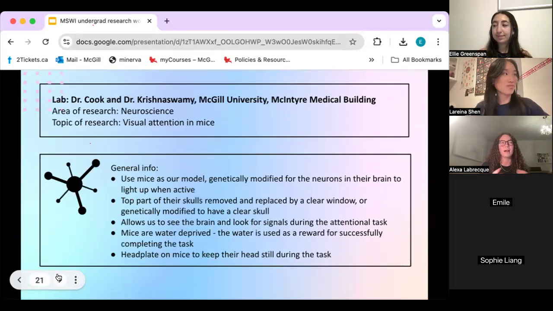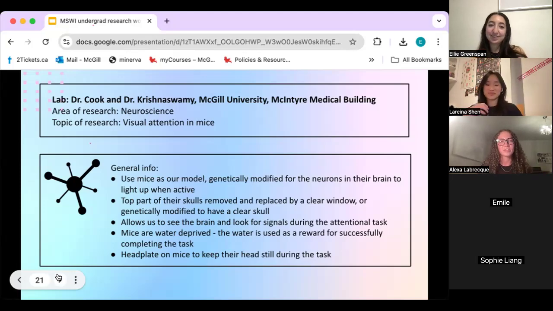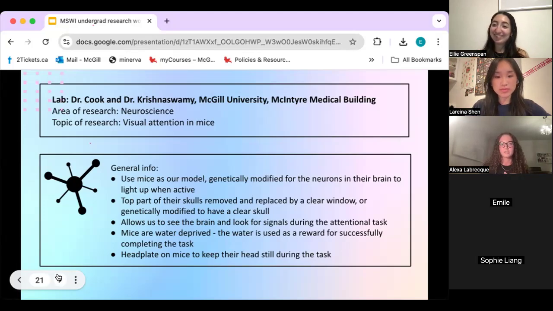Just to give you a bit of background information on what it is. We use mice as our model, and they're genetically modified for the neurons in their brain to light up when active. It's actually pretty cool. At first, when I heard that, I was like, wait, what? But the top part of their skulls are surgically removed and replaced by a clear window so that we can see inside their brain and get some brain images. Or they can even be genetically modified to have clear skulls to begin with. That allows us to see their brain and look for signals during the task that I'll tell you about in the next slide.